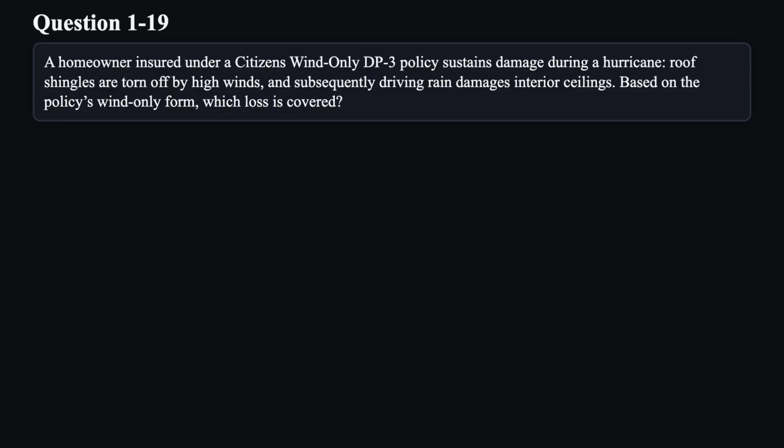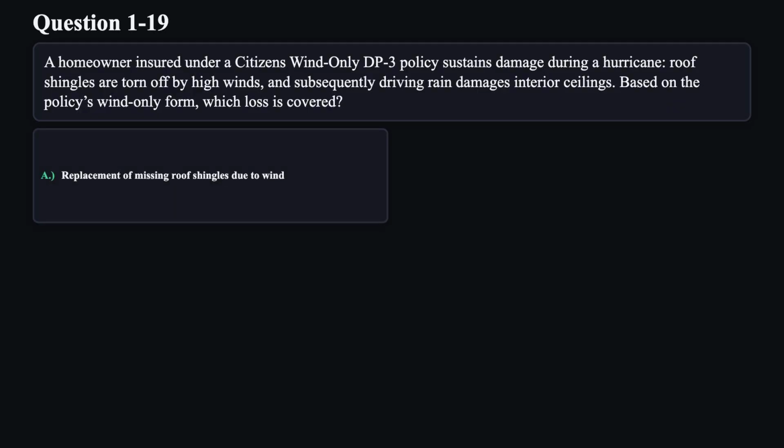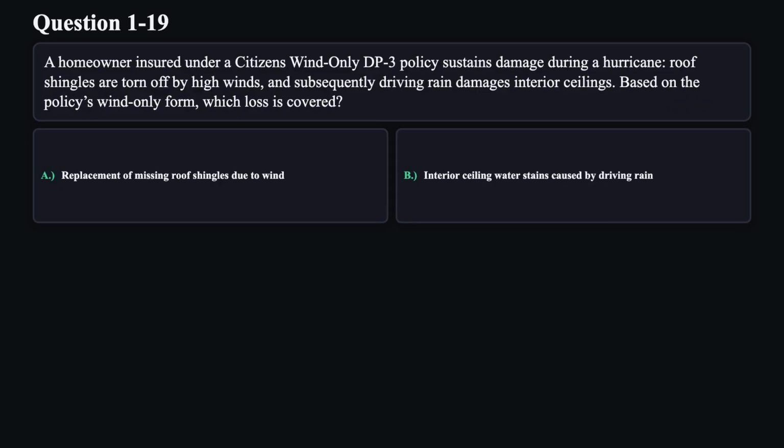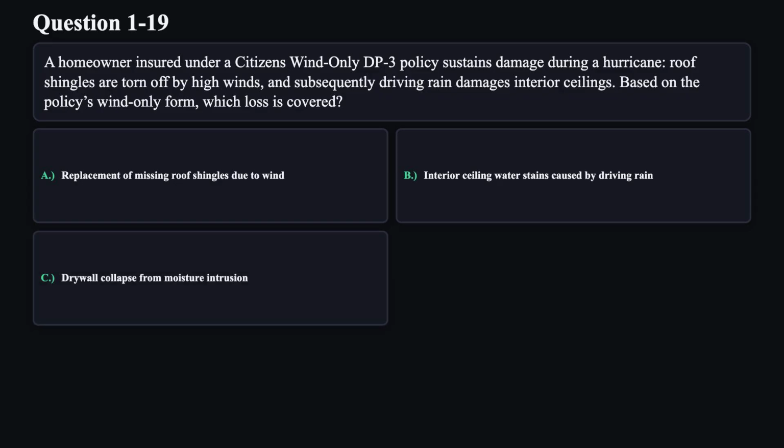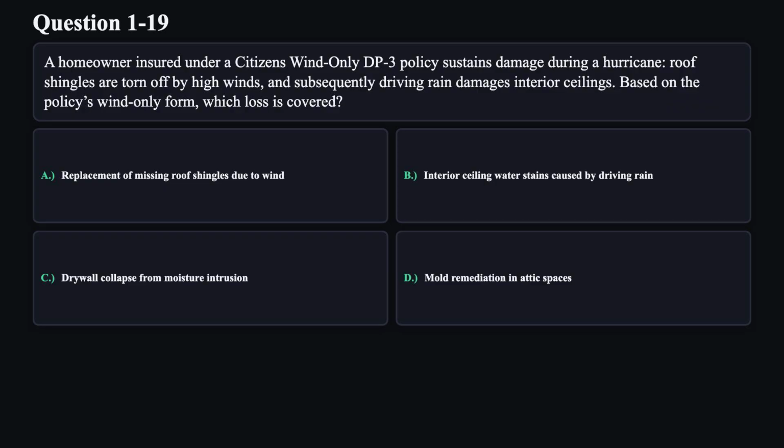Question 19. A homeowner insured under a Citizens Wind-Only DP3 policy sustains damage during a hurricane. Roof shingles are torn off by high winds and subsequently driving rain damages interior ceilings. Based on the policy's wind-only form, which loss is covered? A. Replacement of missing roof shingles due to wind. B. Interior ceiling water stains caused by driving rain. C. Drywall collapse from moisture intrusion. D. Mold remediation in attic spaces.